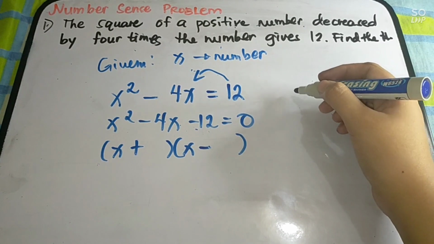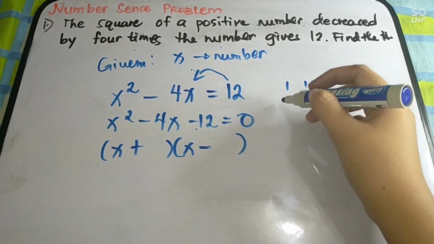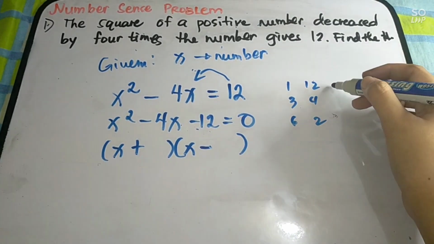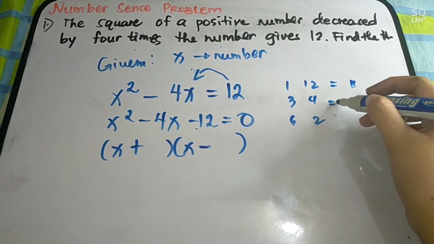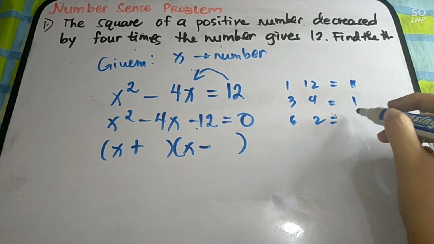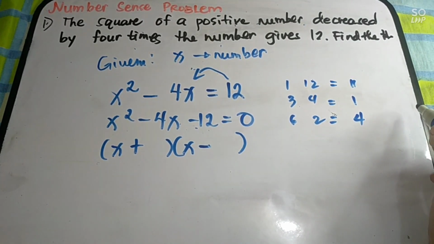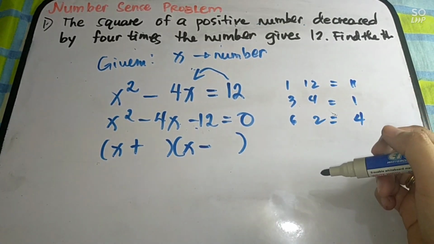So the factors of 12, you have 1 and 12. We have 3 and 4, and then we have 6 and 2. So when you subtract this, we have 11. When you subtract this, we have 1. When you subtract this, we have 4. Right? So what we need to do is decide which one is positive and negative.